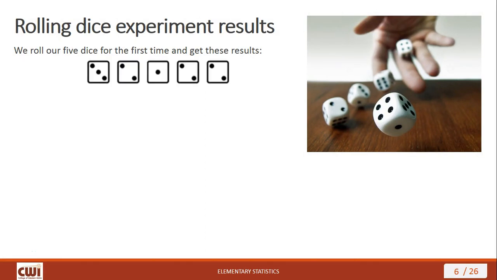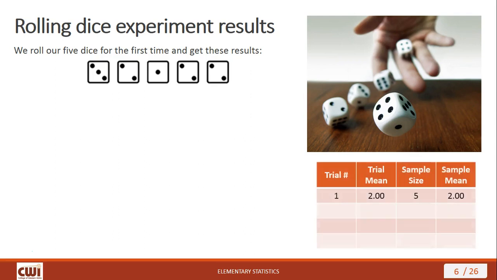We roll a 3, a 2, a 1, a 2, and a 2. So let's make a table where we're actually calculating out our sample statistics. So the first trial, we roll the 5 dice. We have a mean value of 2. If we take 3 plus 2 plus 1 plus 2 plus 2, then divide by 5, we get 2. Our sample size is 5. The sample mean is 2.